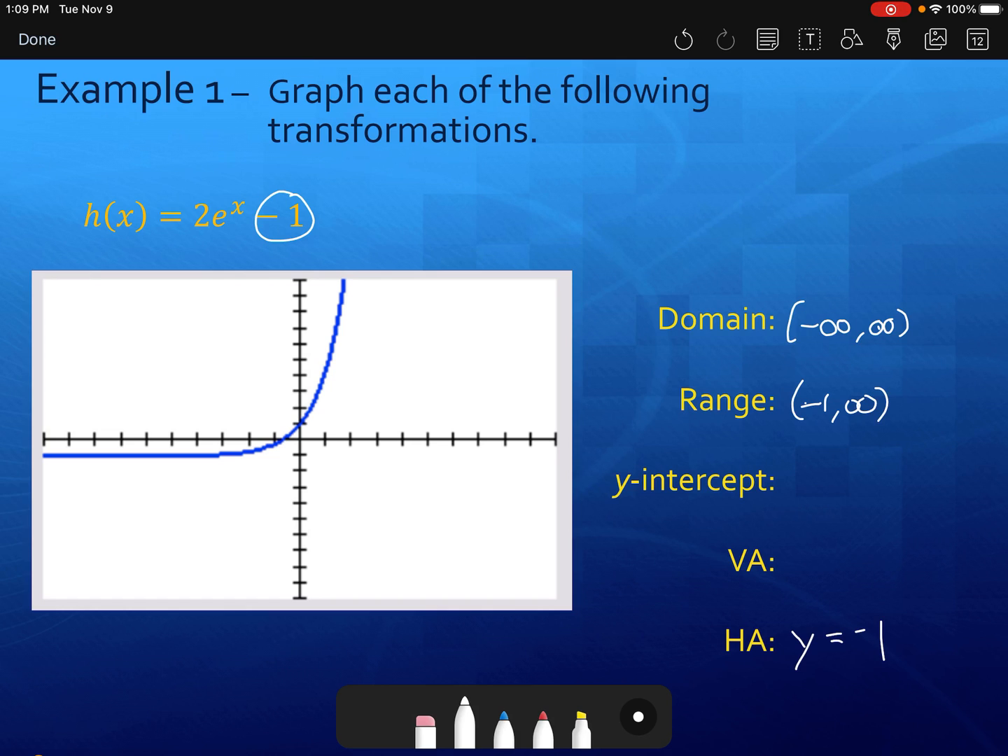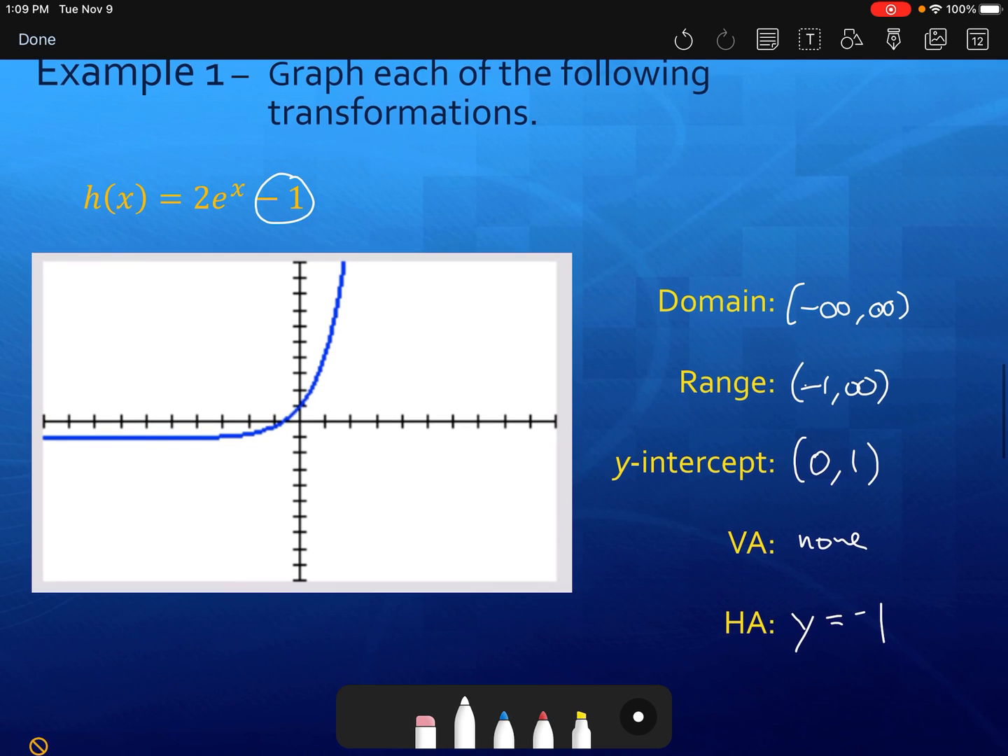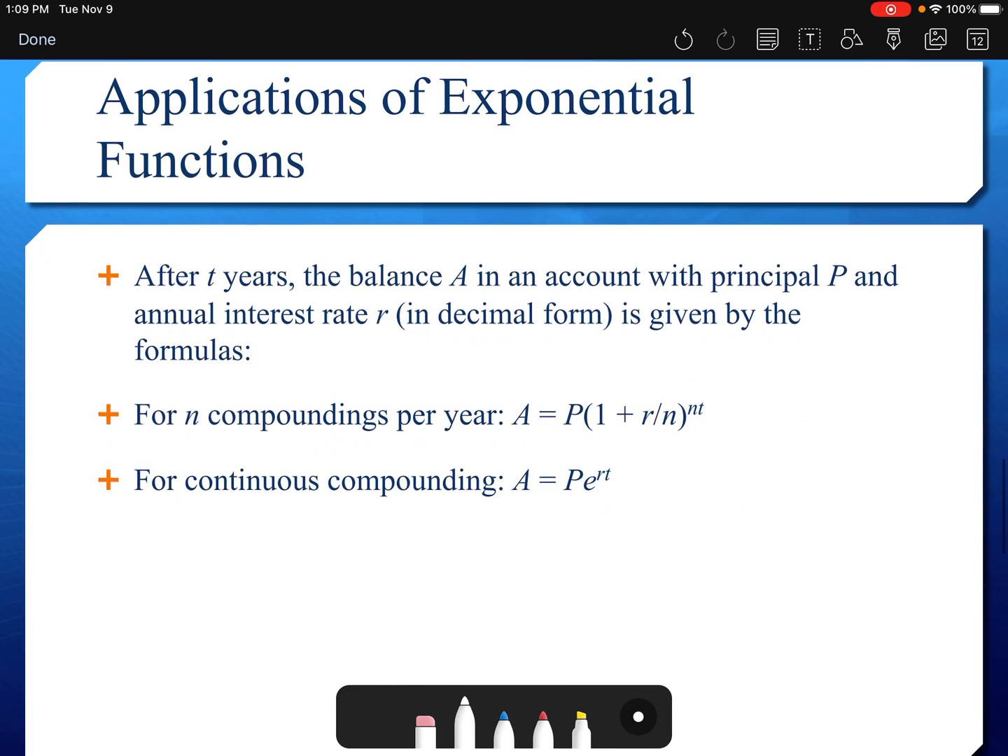The y-intercept you can see is going to be, I believe, that should be a 2 there, shouldn't it? Let's see, 2e to the x minus 1. That should be 0, 2 then, I believe. Nope, 0, 1. My bad. We got to subtract 1. Because if we put in 0 for x, e to the 0 is 1, 2 times 1 is 2, 2 minus 1 is 1. So that's correct. And again, there's no vertical asymptote. So the transformation is down 1.